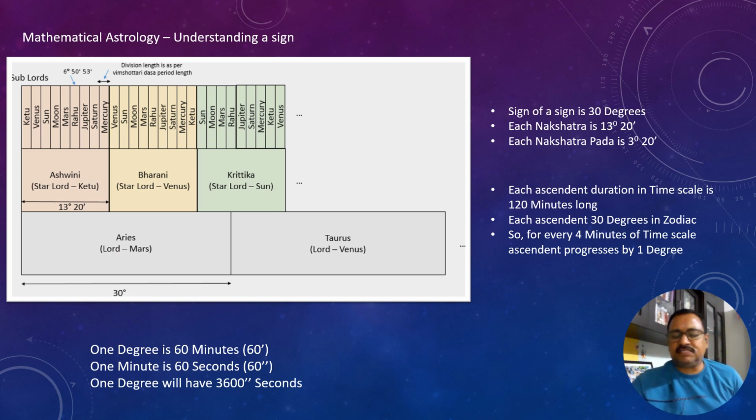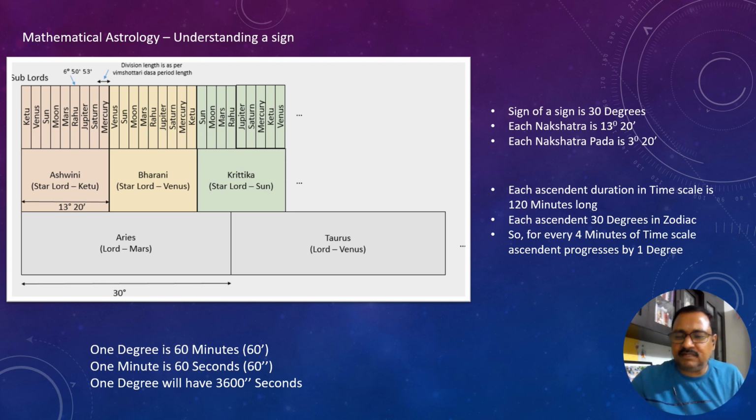So now let us try to understand the division of a sign in a much more granular way, right? As we discussed, the size of a sign is 30 degrees, each nakshatra is 13 degrees and 20 minutes, and each nakshatra pada is 3 degrees and 20 minutes, right? Now, when a person is born during the day, he is going to be born in a specific ascendant, and the ascendant rising in the horizon is going to be for a duration of 2 hours. That means 120 minutes, which is the measurement of time, right?